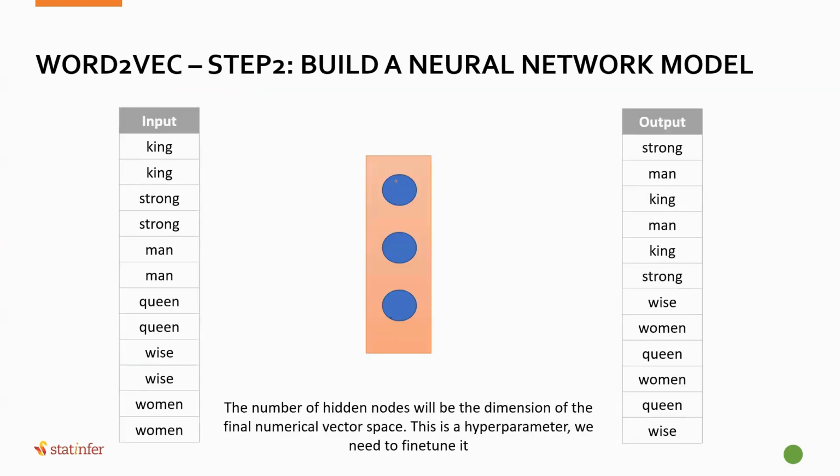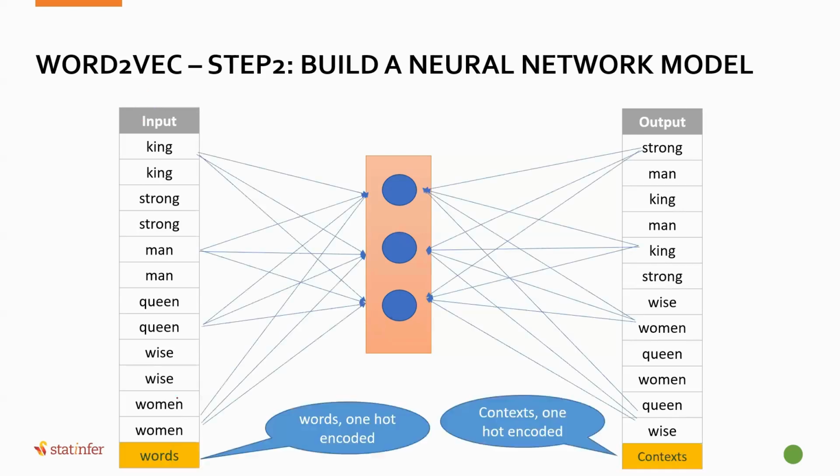That means you have a hidden layer with a number of hidden nodes. For the sake of explanation, I'm taking 3 hidden nodes. You can have 6 hidden nodes, 10, 20, any number of hidden nodes. So I'm building a shallow neural network with 3 hidden nodes. Then I'll build the model here. This is X, this is Y. I'll try to train this model. These are the words which are input. These are the contexts that are output. So when king is input, the output is strong and man only. When strong is input, the output is king and man.